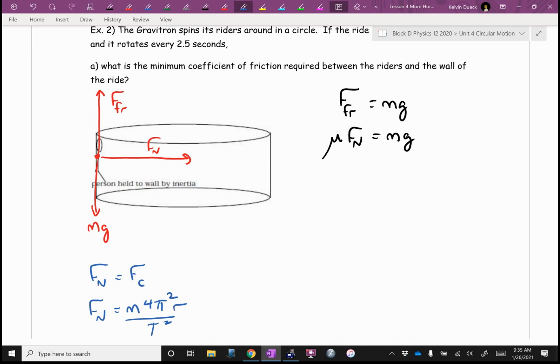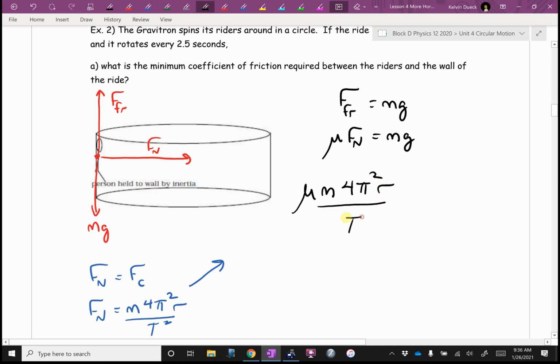What's the normal force equal to? Wherever I see the normal force, what can I replace it with? m 4 pi squared r over T squared. So you're telling me that I can write this equation as mu m 4 pi squared r over T squared equals mg. Huh, that was handy. Oh, can little kids and grown-ups go on this ride? Why? Well, that's handy.